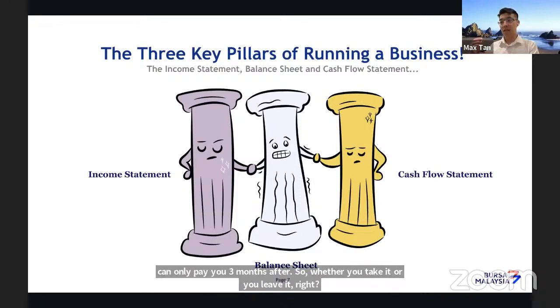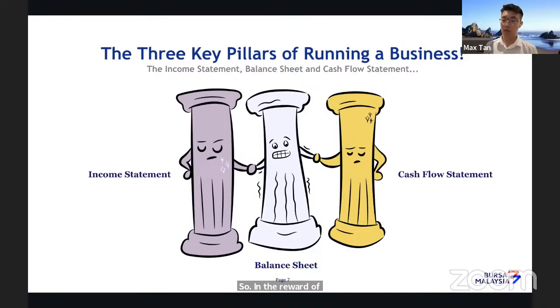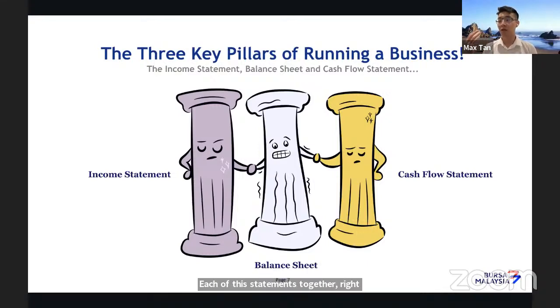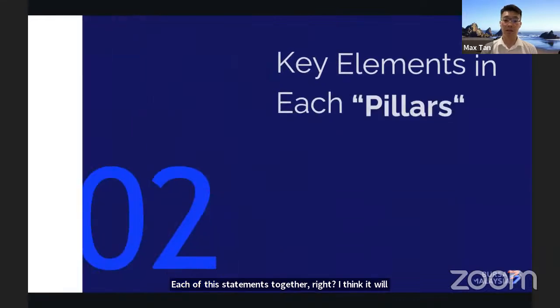So in the real world of business, there is no right or wrong per se. When you invest in a business, make sure that the company really has cash in their business, right? This is where we can observe that, in the cash flow statement. Don't worry, it's a bit abstract at the moment, but later on we'll go into some companies, look into their financial reports, and discuss each of these statements together, right? I think it will be easier to understand that way.